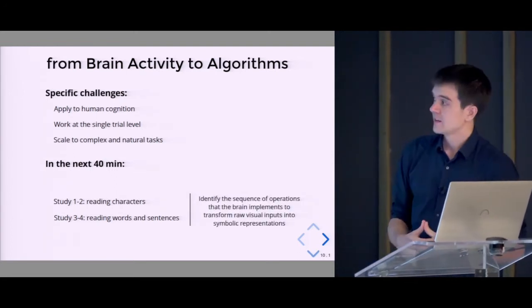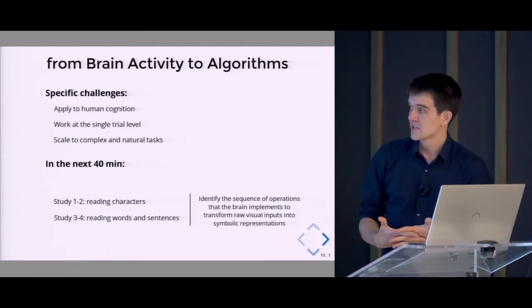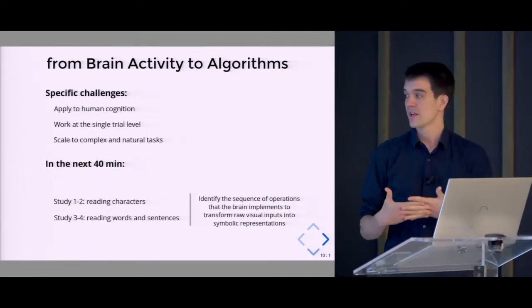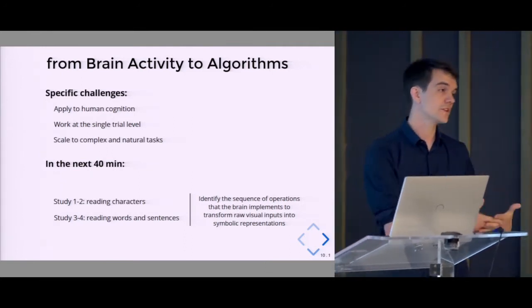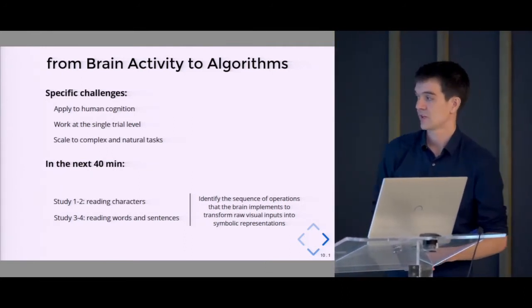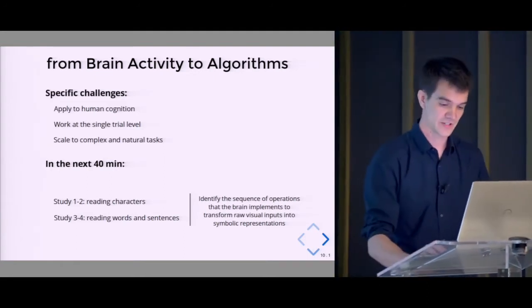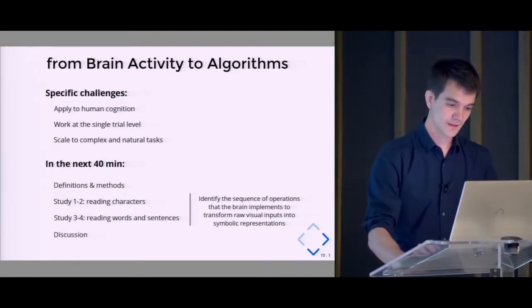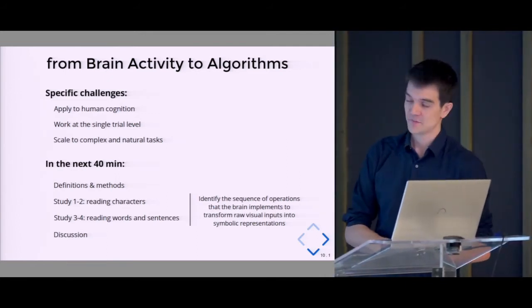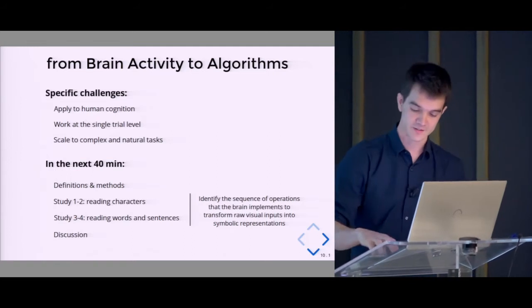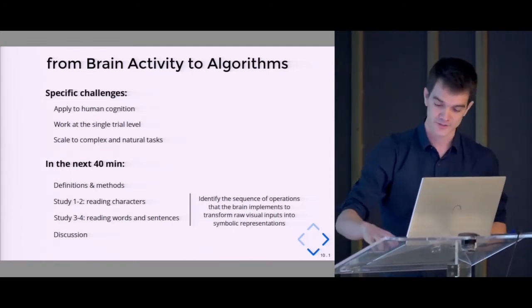The goal, again, for all of these studies is to identify the sequence of operations that our brain implements to transform raw visual input into symbolic or categorical representations. But first, I'll start with some definitions and methods, which for those of you who work in cognitive neuroscience may be a bit boring, but just to introduce the scene.